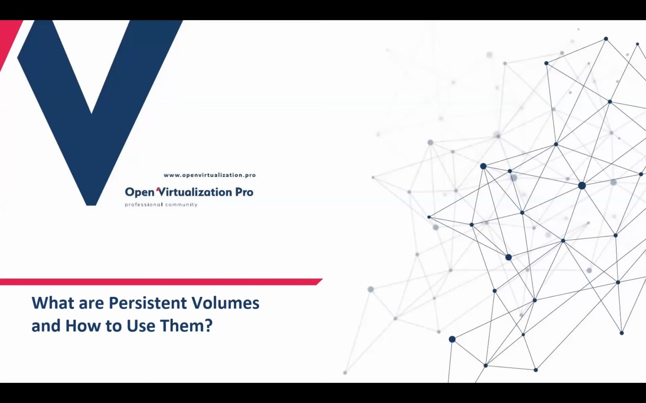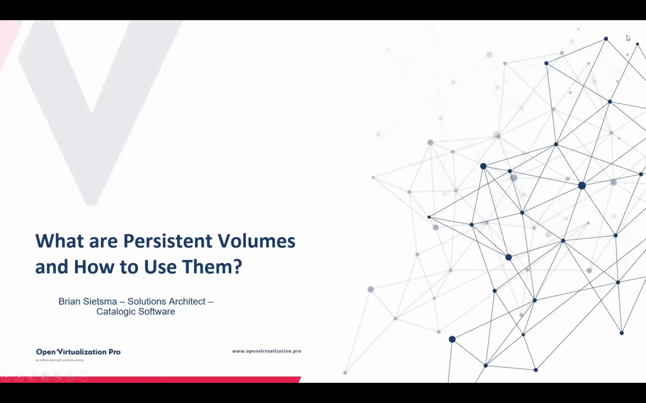We're going to first run through a few slides here. First of all, my name is Brian Sietsma. I am the solutions architect at Catalogic Software. We are a partner with Storware over here in the United States. What we're going to be spending time talking about today, most of the time specifically, is persistent volumes and persistent volume claims and how they are used in Kubernetes environments. We'll also spend a little bit of time discussing how we protect that data in those persistent volumes. We'll first go through a few slides and then we'll walk through some demonstration as well.